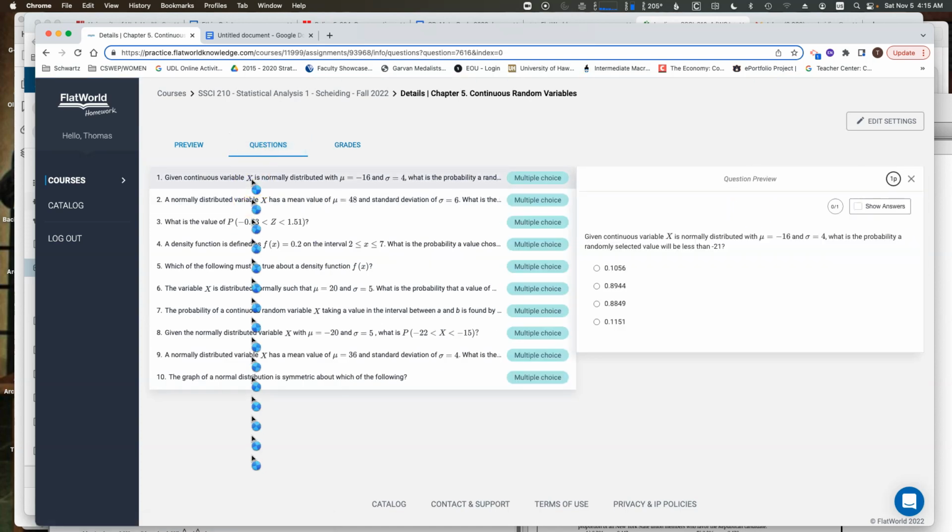And again, what I've done is I've printed out the questions. I didn't really work them out, but I did print it out, and so hopefully as I talk about these, I'm not making too many errors. Okay, so let's start for Chapter 5 here with number 1. We've got a continuous variable x normally distributed, mean of -16, standard deviation of 4. What's the probability that the randomly selected variable will be less than negative 21?